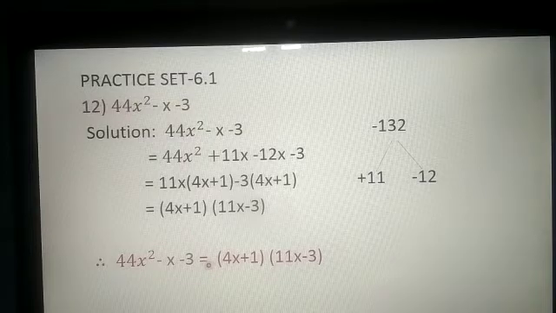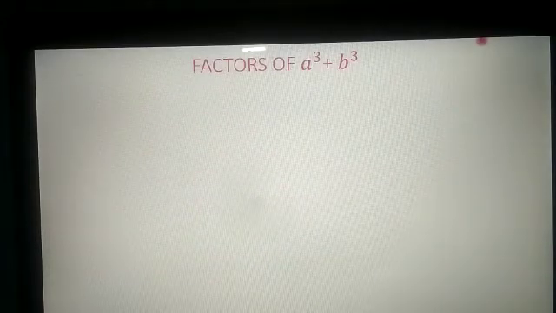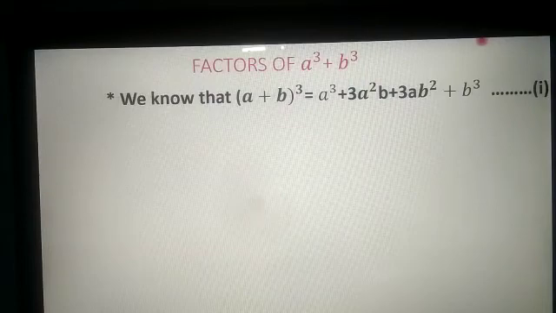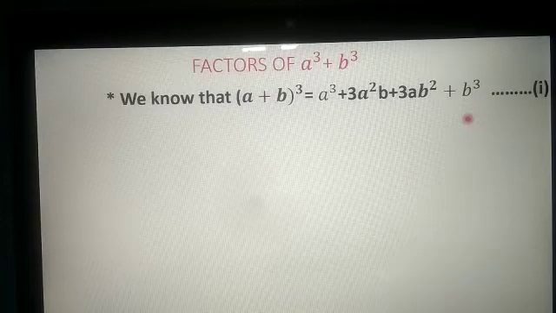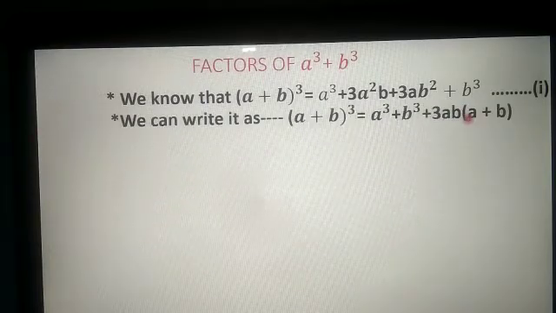Children, here we have completed practice set 6.1, and let us start the factors of a cube plus b cube. We have seen earlier the a plus b whole cube expansion. What is the a plus b whole cube expansion? a cube plus 3a square b plus 3ab square plus b cube. Using this we will solve how the a cube plus b cube expansion will come.